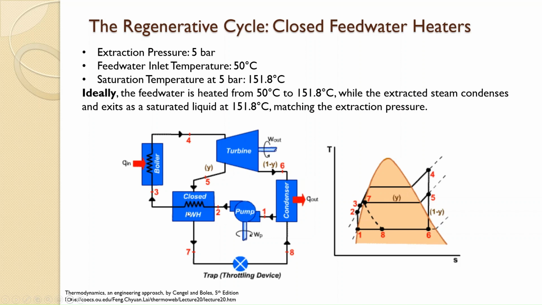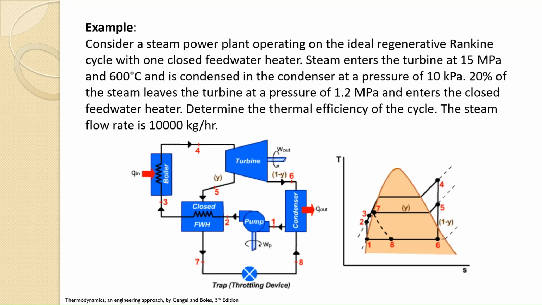Ideally, the feedwater is heated from 50 degrees C to 151.8 degrees C, while the extracted steam condenses and exits as a saturated liquid at 151.8 degrees C, matching the extraction pressure. We can look into one example and do these mass and energy balances in the Aspen Plus program.